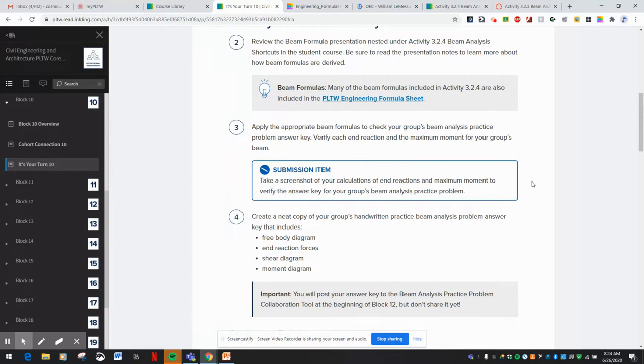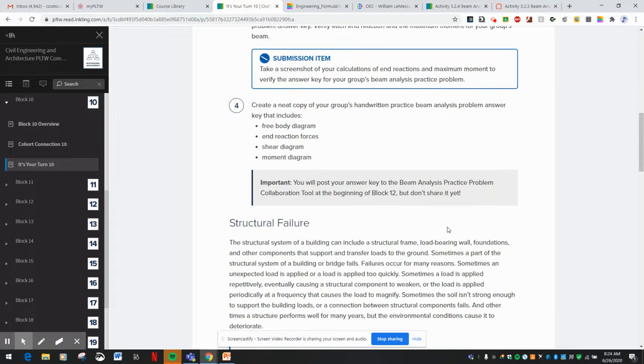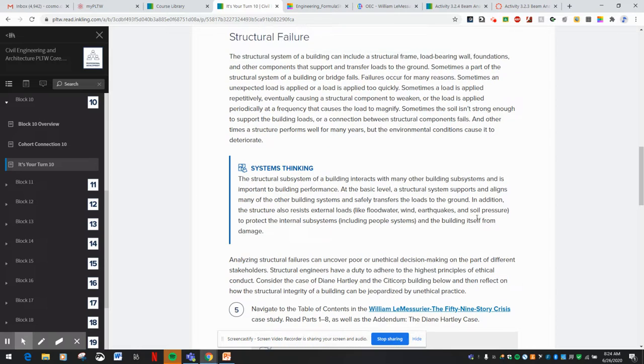So it says apply the appropriate beam formulas to check your group's beam analysis practice problem and verify, take a screenshot of the calculations, free body diagram. Then it gets into some reading here.